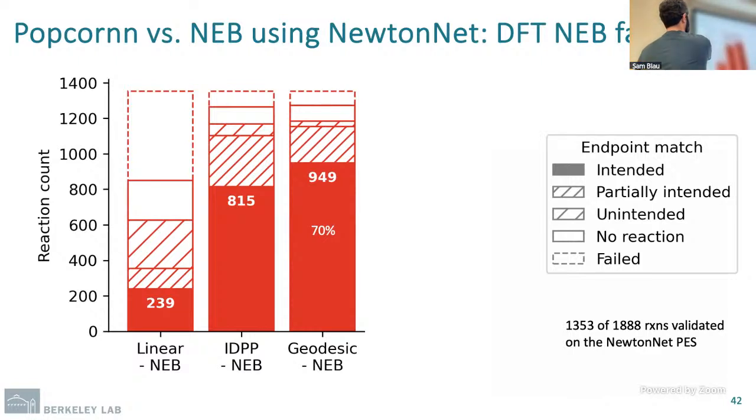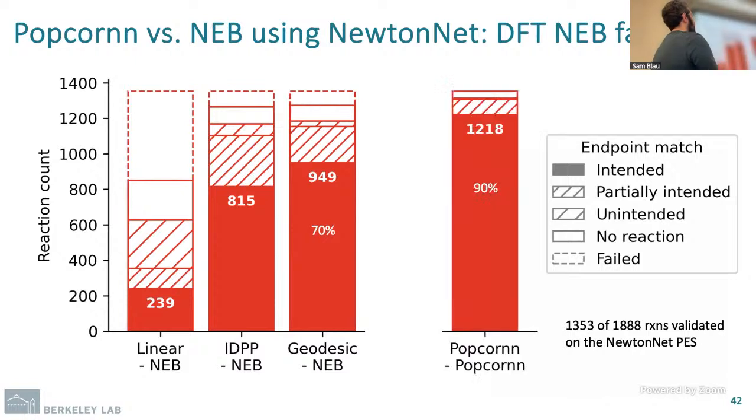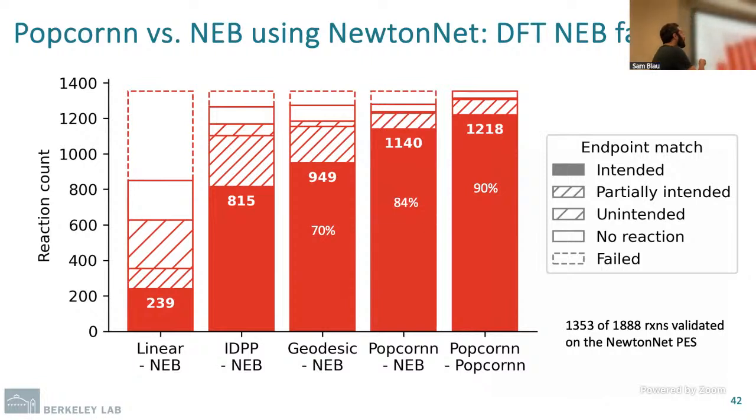Already, the linear interpolations get you almost nothing with NEB. And even with the geodesic, you're only at 70%. And with popcorn, we're up to 90%. Here, interestingly, a lot of that jump comes from how we initialize NEB; we can recover a lot of that jump by using our method to run the path initialization part of the procedure.